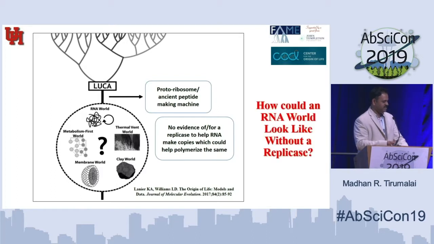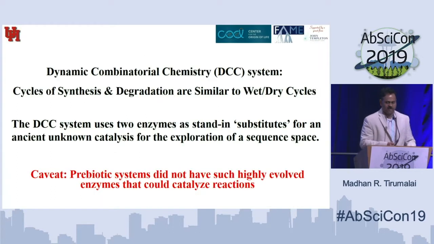In a similar fashion, we have this alternate system which was developed in our lab. It's called the dynamic combinatorial chemistry system, which uses cycles of synthesis and degradation, not much different from the wet-dry cycles. There's one big caveat, though. The enzymes that we use are not particularly prebiotic, not at all. However, that's not the point.